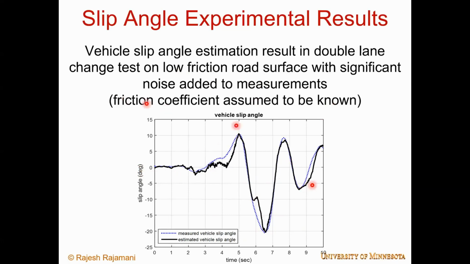It turns out that friction coefficient can be estimated by using other methods, basically methods based on longitudinal dynamics. You can estimate the friction coefficient, and then you can use the lateral dynamics to estimate the slip angle. And so you can see that the slip angle is estimated reasonably well on this surface.